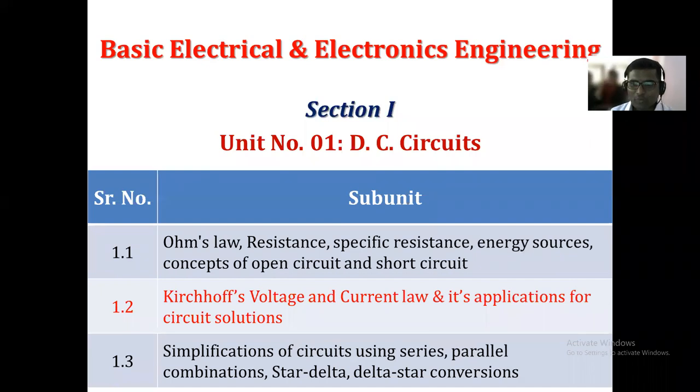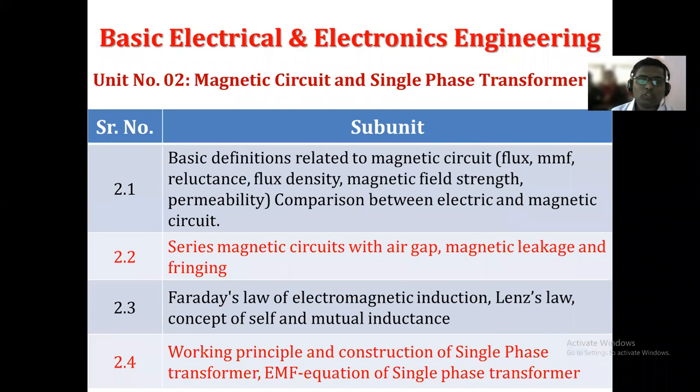Now see the second unit, which is the magnetic circuit and the single phase transformer. In that, there are 4 subunits. You can read it. The basic definitions related to the magnetic circuit: flux, mmf, reluctance, flux density, magnetic field strength, permeability. Did you learn or not? Comparison between electric and magnetic circuit. Then series magnetic circuit with air gap. Yes or no? Magnetic leakage and fringing. Faraday's laws, Lenz's law, self and mutual inductance.